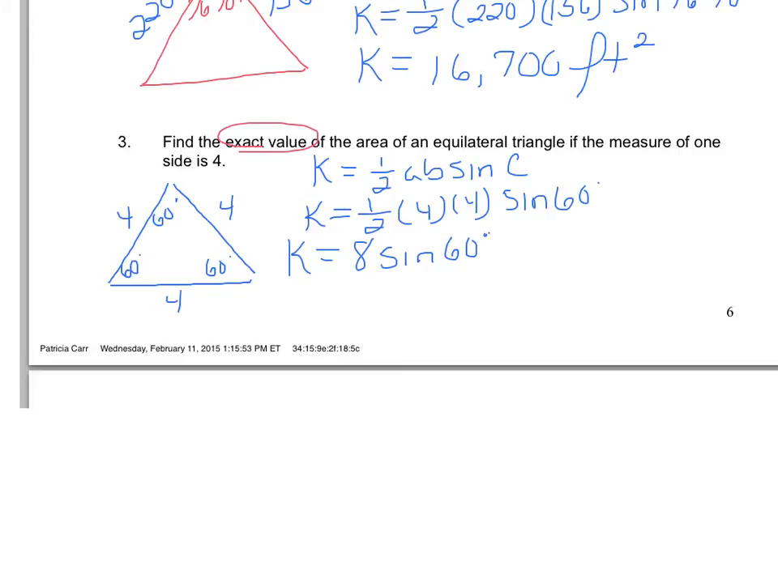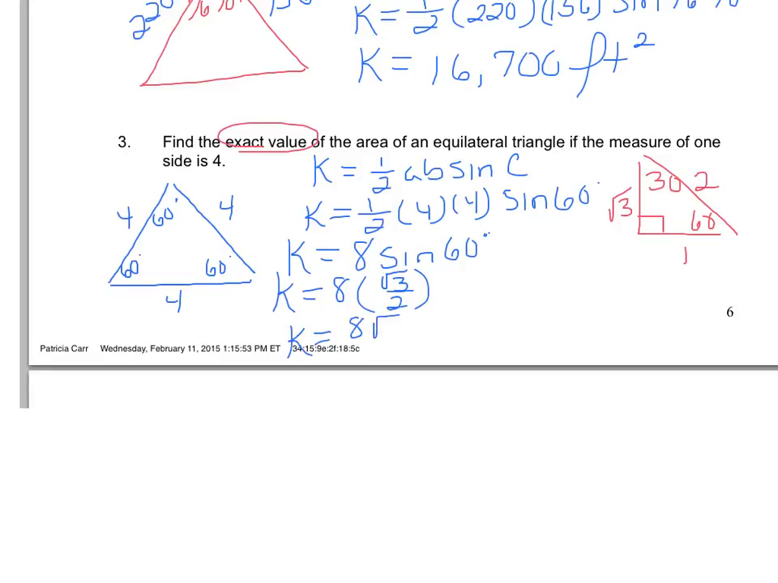He's the long decimal. So I need the exact value of sine of 60, which means I need to refer to my special right triangle. So here's my 30, 60, 90. Opposite the 30 is 1. Opposite the 60 is radical 3. Opposite the 90 is 2. So I have here K equals 8 times sine of 60. Opposite over hypotenuse would be radical 3 over 2. If I multiply to get the exact value, I'll get 8 radical 3 over 2, which will reduce to 4 radical 3. And that's definitely as exact as I'm going to get.